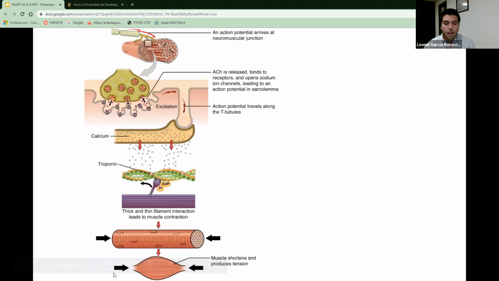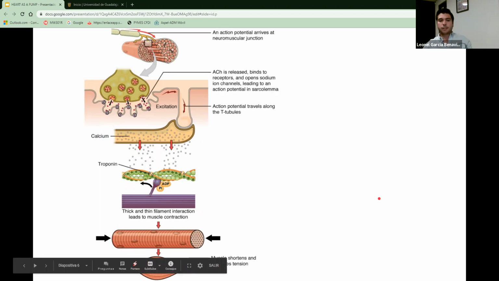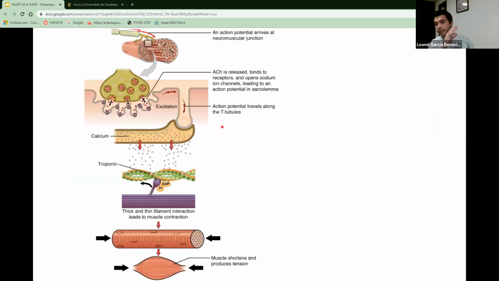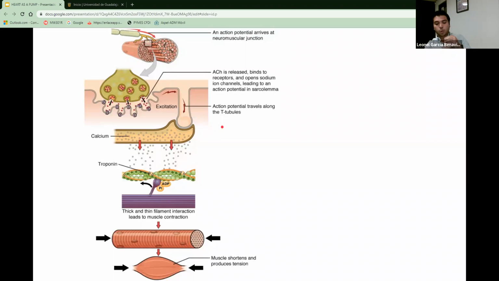Okay, so how do cardiac muscle cells contract? Calcium is key in this reaction, in the contraction of muscle cells. It's very similar to the reactions you've seen from skeletal muscle. The contraction is practically the same. The strength of the contraction is going to be related also to the amount of calcium being released by the sarcoplasmic reticulum, okay?